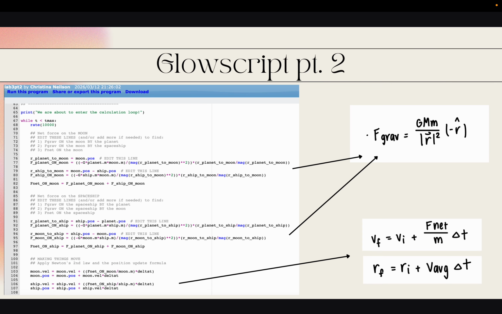Here's more of our GlowScript code. We use the universal gravitational force equation and the velocity and position update formulas.